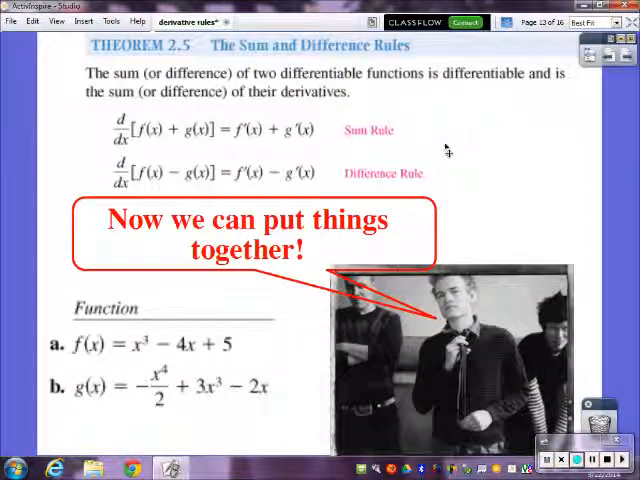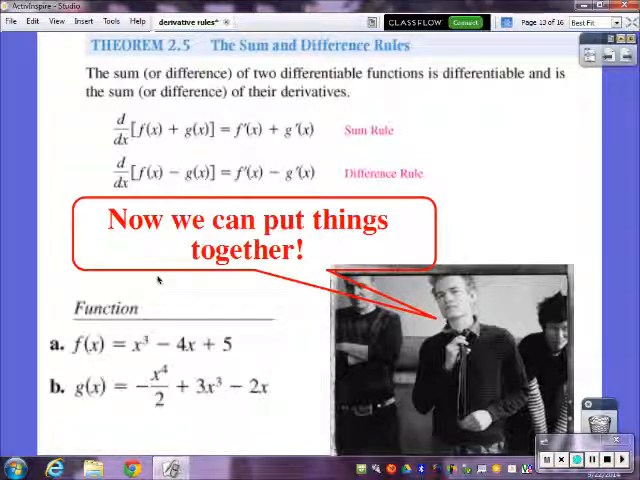The sum and difference rules of derivatives. The sum or difference of two differentiable functions is differentiable and is the sum or difference of their derivatives. So if I have f of x plus g of x, I can find their derivatives separately and just keep the addition or subtraction symbol.